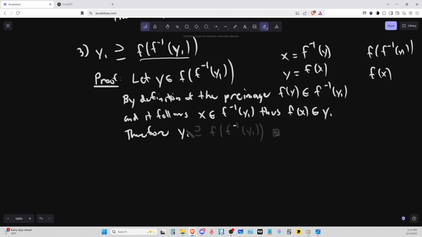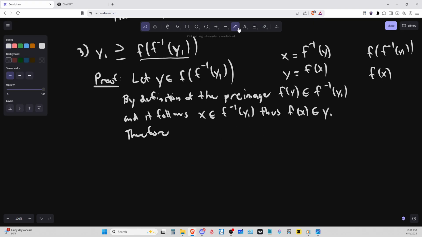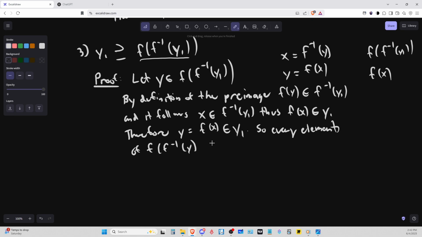Usually when I see therefore, I usually think that they write the conclusion of the proof. But in this case, they basically wrote therefore y is equal to f of x, which is an element of every element of f is also in.